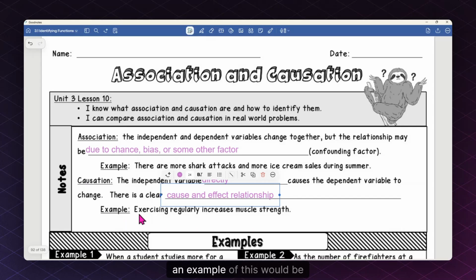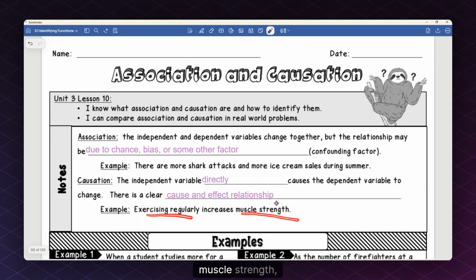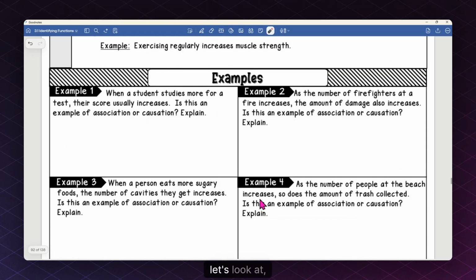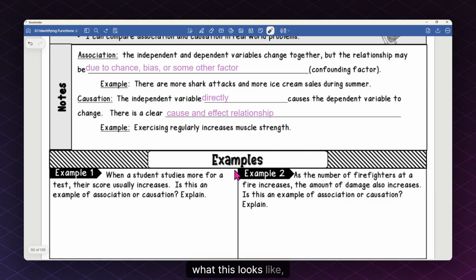So, an example of this would be exercising regularly increases muscle strength. Okay, there may be other factors that can affect muscle strength, such as genetics or diet. But in this particular case, when we are looking at it, exercise clearly can increase muscle strength. And so that would be a causal relationship rather than just an association. Well, let's look at what this looks like, down here in these examples. And if I'm going too fast, just be sure and pause it.